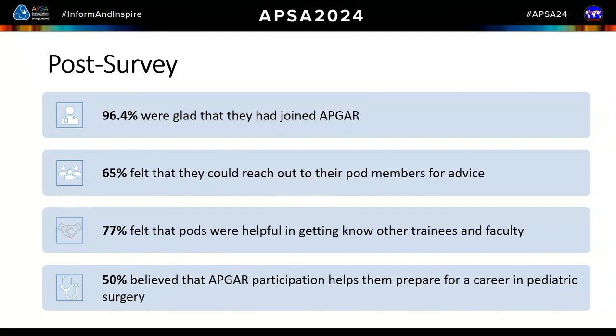The vast majority of our participants were glad they joined APGAR. They felt that they could reach out to their pod for advice and felt that their pods were helpful for networking. Half felt that participation in this organization helps them prepare for a career in pediatric surgery.